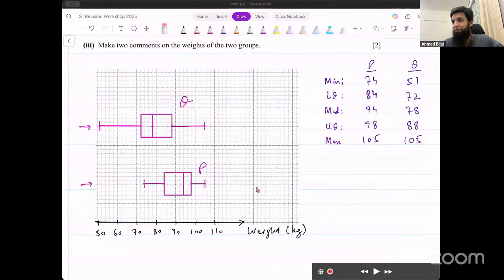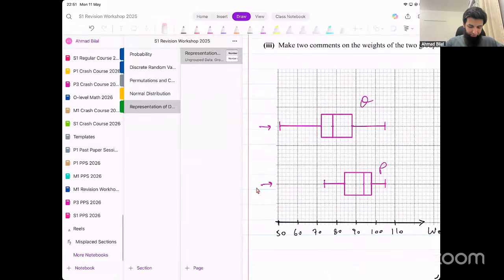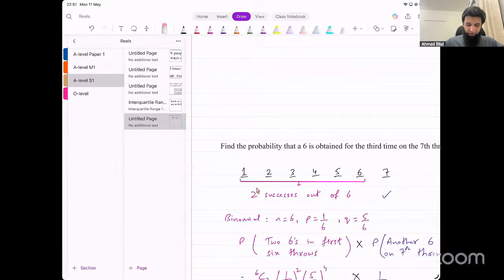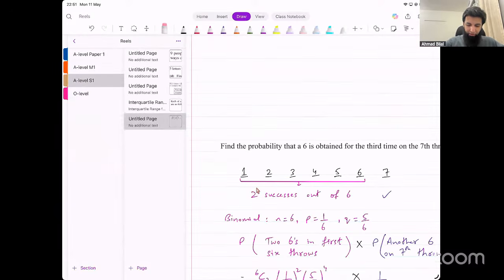If the median is the 5.5th value, how do you find lower quartile and upper quartile? I explain that there as well.